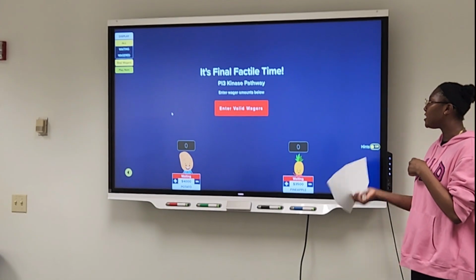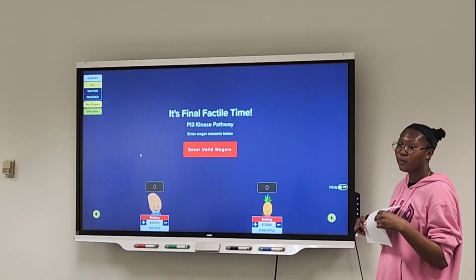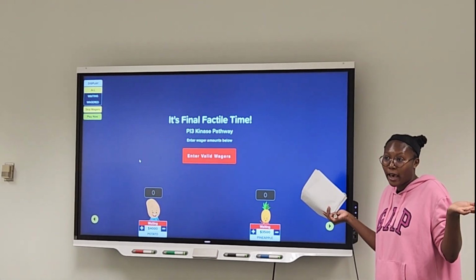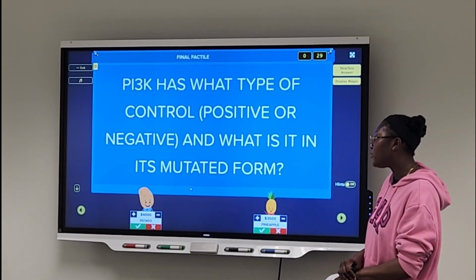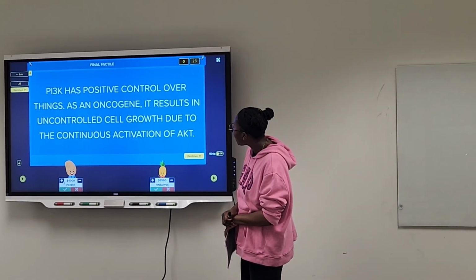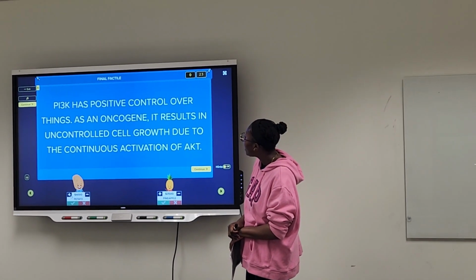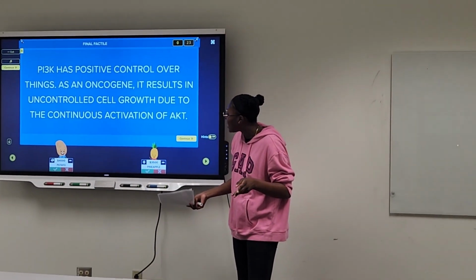It's final Jeopardy time, and this question is for PI3 kinase pathway. That's the category. What do you want to bet? PI3K has what type of control, positive or negative, and what is it in its mutated form? What is positive oncogene? Yes, PI3K has positive control over things. As an oncogene, it results in uncontrolled cell growth due to the continuous activation of AKT. So Bianca got 200 points, and she is the winner of today's Jeopardy. Thank you.